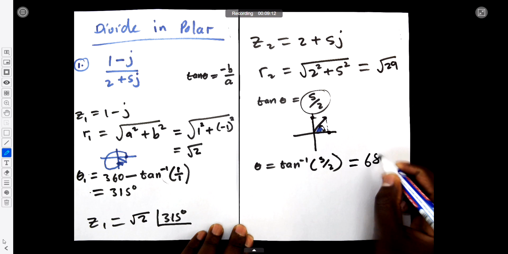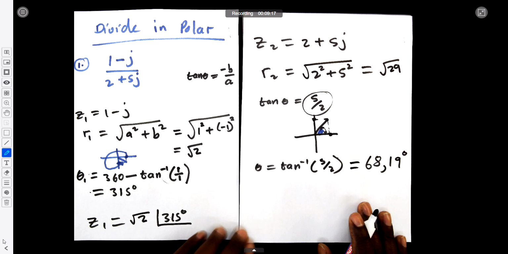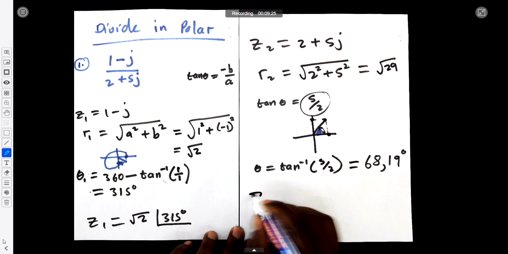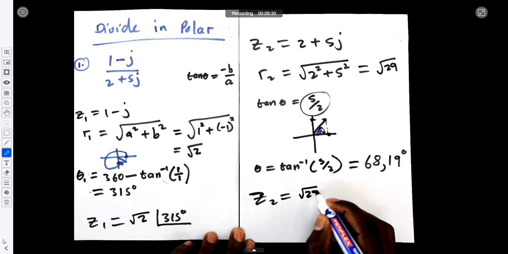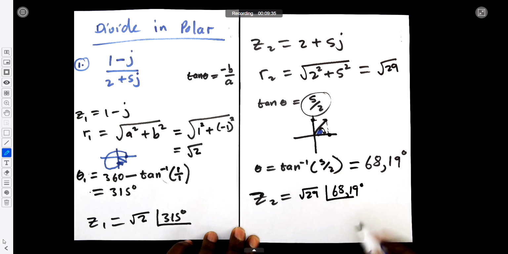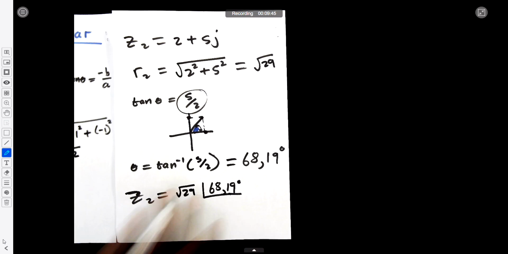So it's 68.19 degrees. That is our argument theta. So we can express our Z2 in this format. R is root 29, argument theta 68.19 degrees. So we have our Z1, Z2. So we can divide the complex numbers in polar form.